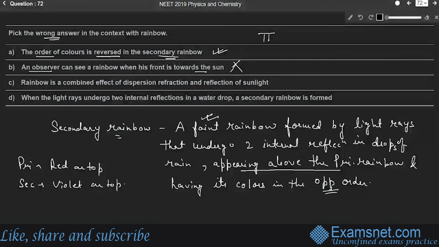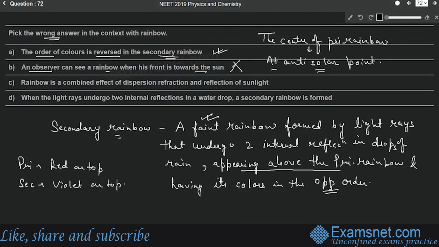The center of primary rainbow is at anti-solar point. What is anti-solar point? The point just opposite to the sun, and this is an imaginary point. So if you face the sun, you will not be able to see the rainbow because the rainbow will be formed behind you. So this is the incorrect option.